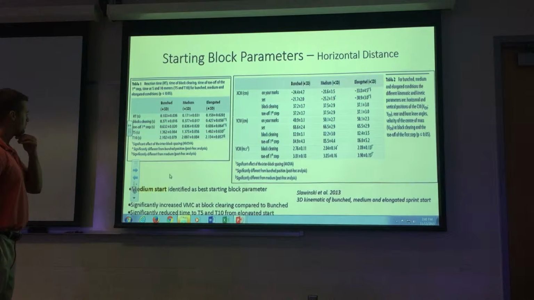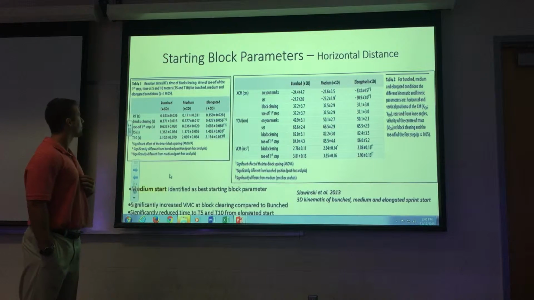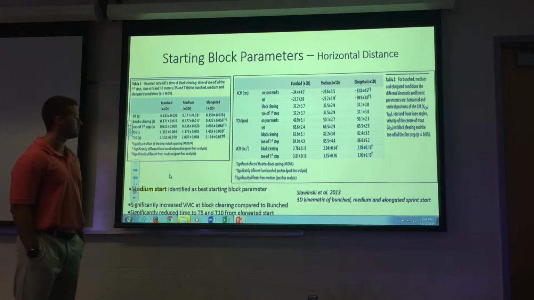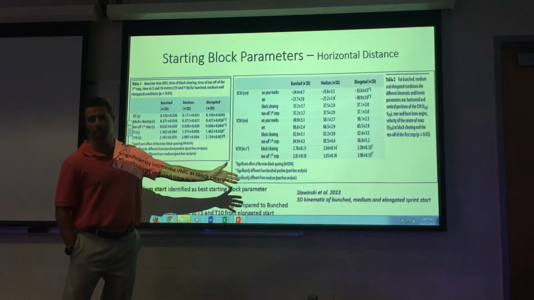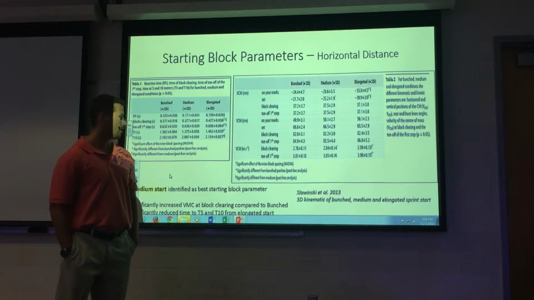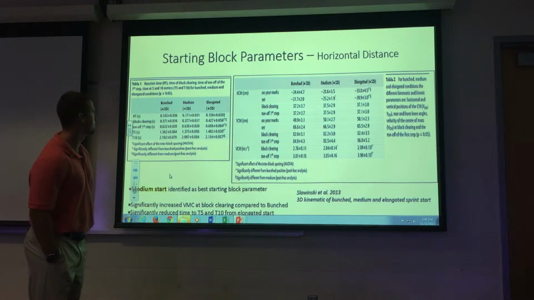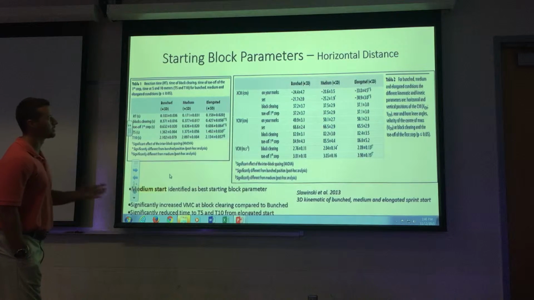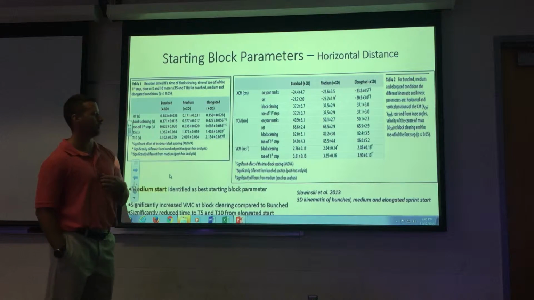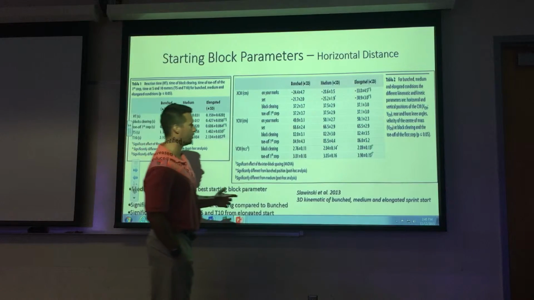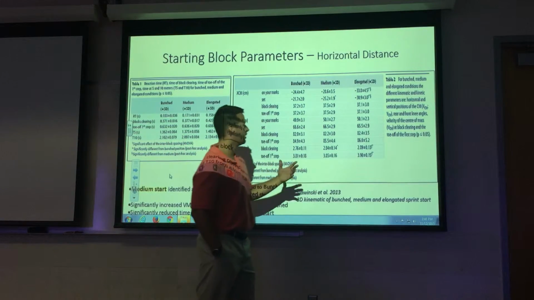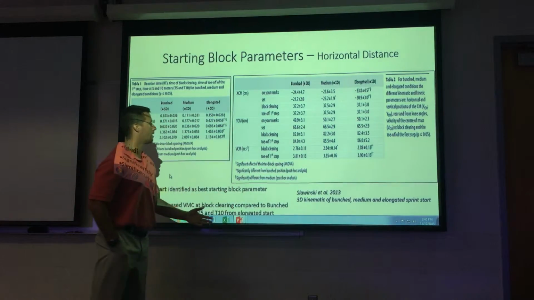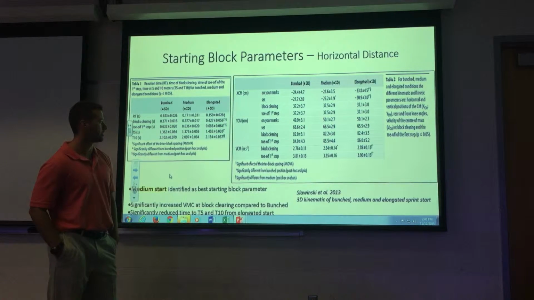Sweet, cool. All right, so a couple of different tables here to dive into. These are actually from, hopefully I'm saying this name right, Slonsky et al. from a study in 2013. So a couple things to look at. Let's look at an elongated start first. The first thing that I'll point out is that elongated starts had the greatest horizontal velocity center of mass.